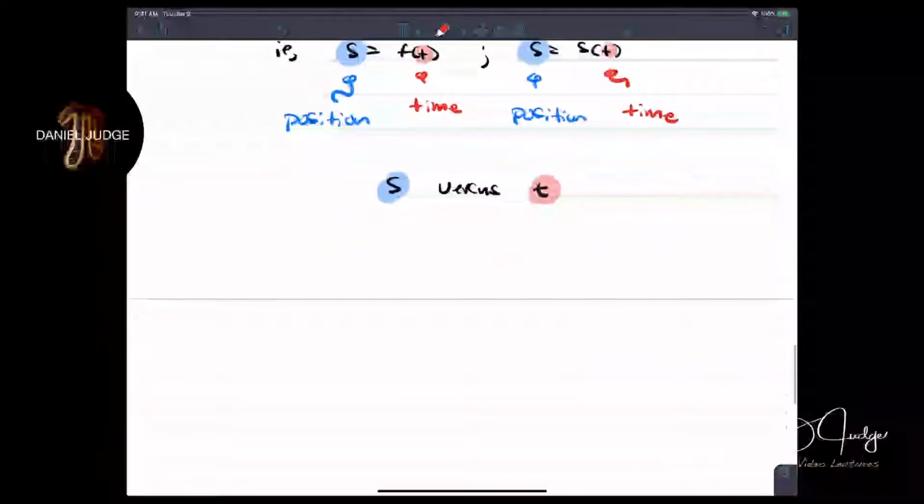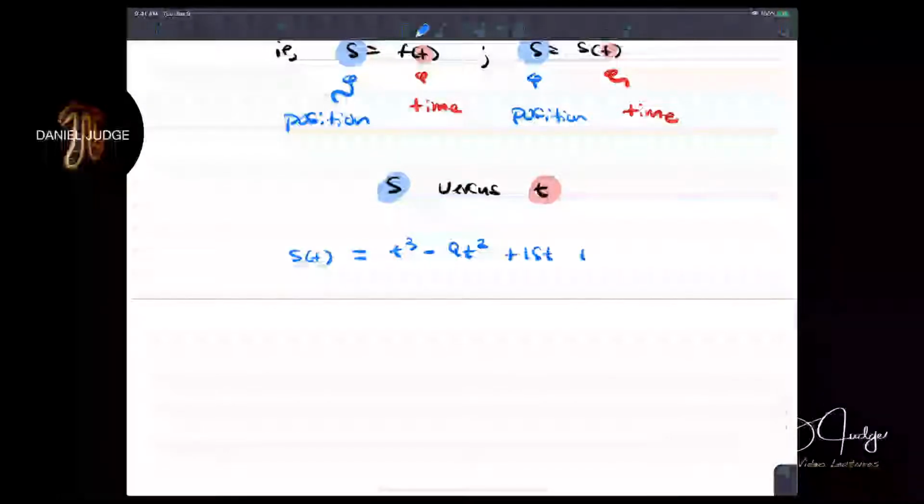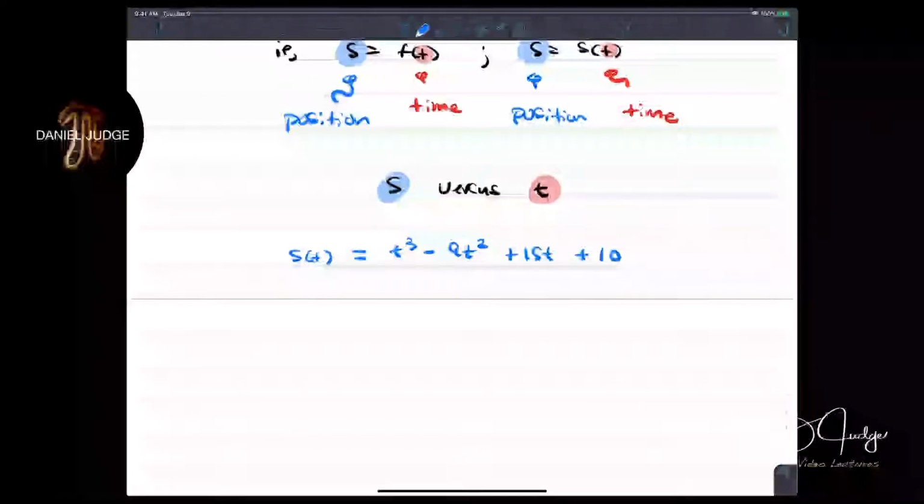Let me give you an example of a position function. It could be any example. Let's do it in blue. We're going to let S of t be, here's an example of a position function, maybe t to the fourth... All right, let's do a different one. How about this? t cubed minus 9t squared plus 15t plus 10. Okay, so we have a nice position function.